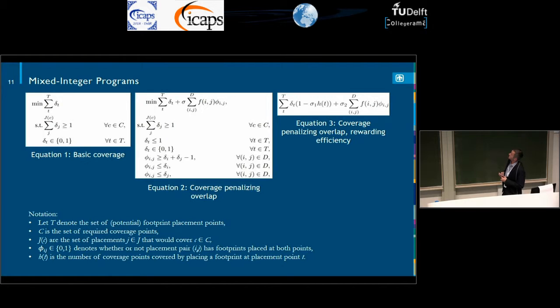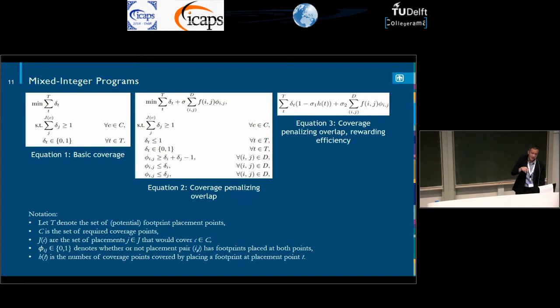So here we are, obligatory math slide. We had three instantiations of this problem. Equation one is a basic coverage problem. The goal here is just to minimize the number of footprints, minimize the number of camera images taken, subject to the fact that every coverage point in the region of interest has to be covered. So that's equation one. I'll have some pictures on the next slide that explain things. There are also some nomenclature details down there at the bottom for those who are interested.